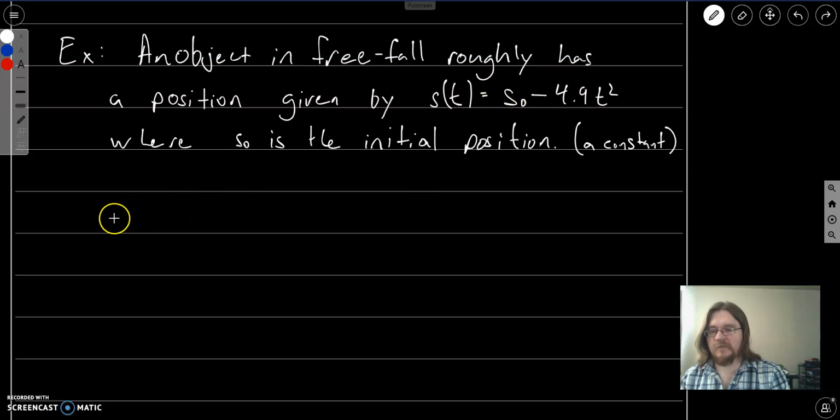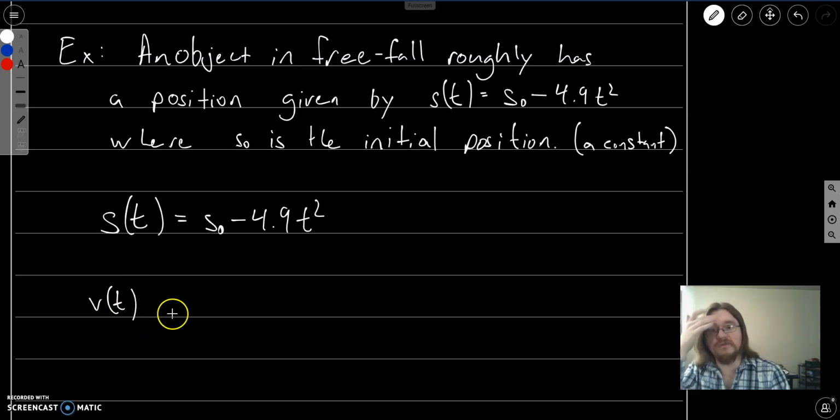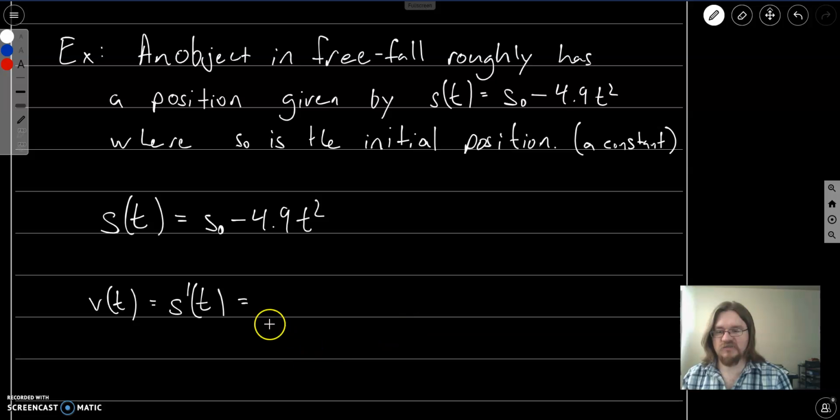As in, we're going to get closer and closer to the ground. So let's find out. Our position is s naught minus 4.9 t squared. So let's find our velocity. The velocity is normally v of t, but we can write that as the first derivative of our position function. The derivative of a constant is 0, so the derivative of s naught is going to be 0. I might as well just write it down. And then I've got minus 4.9 t squared.